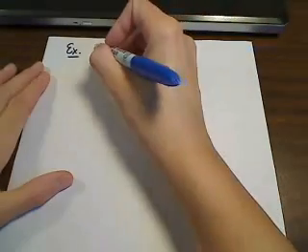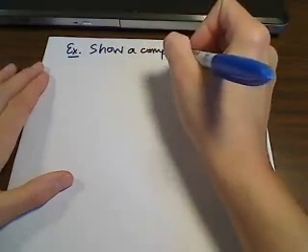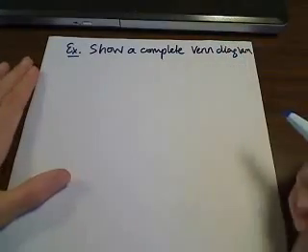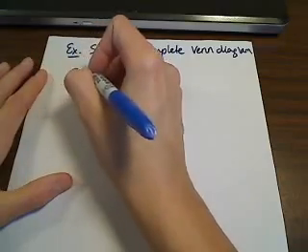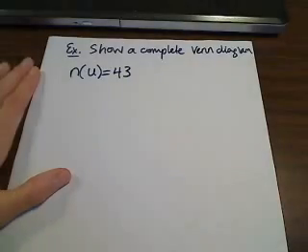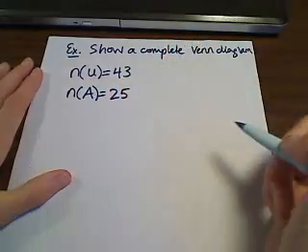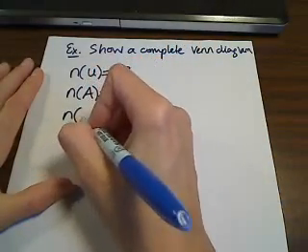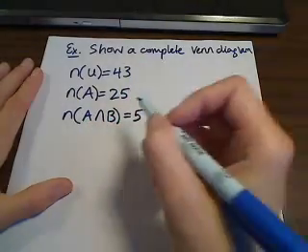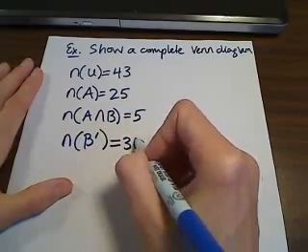So let's try this one. Directions are we want to show a complete Venn diagram, and we're given this information right here. The number of elements in our universal set is 43. The number of elements in A is 25. The number of elements in A intersect B is 5. And the number of elements in B naught is 30.